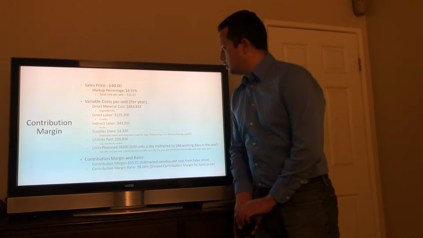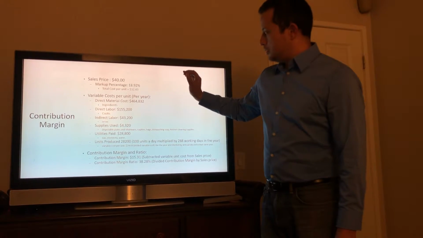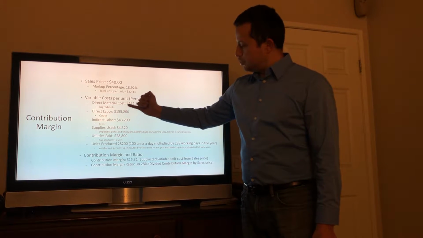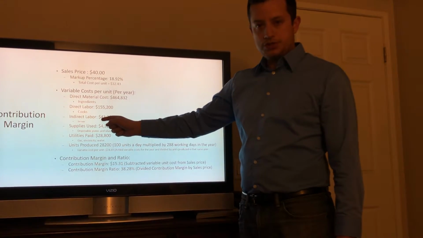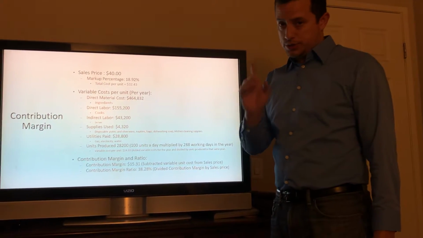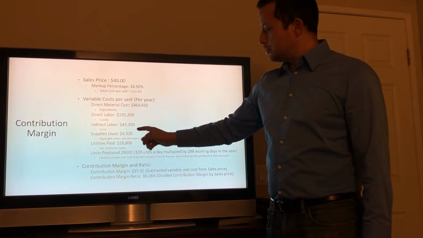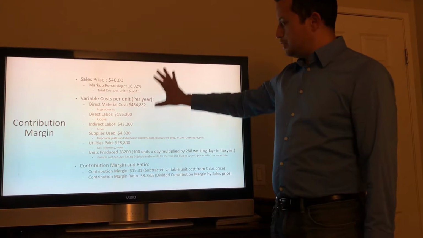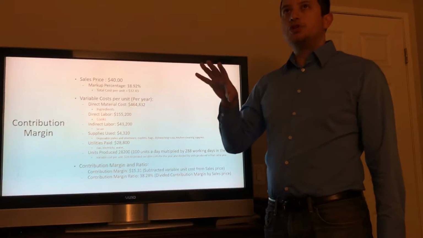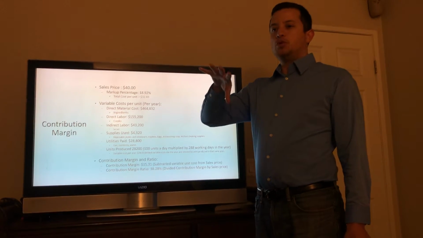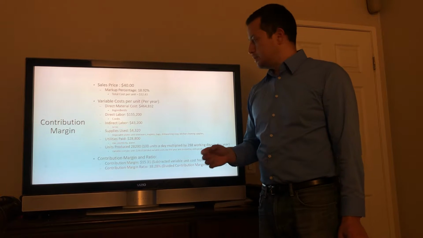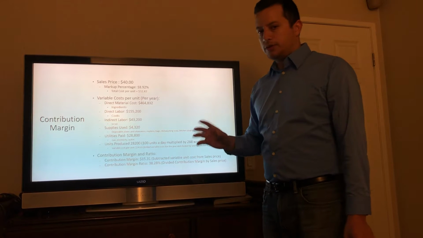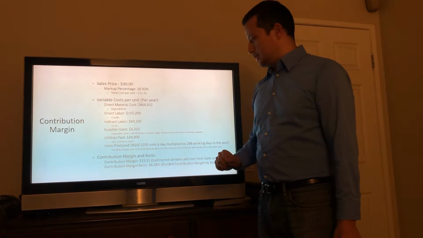Variable costs here are calculated by the ingredients, the direct labor, which is mainly the cooks, the indirect labor, which is the servers. In this case, because it's a small restaurant, just one server. The amount of supplies used, the utilities paid, and the amount of units produced. Now, all these numbers have been calculated of how much is used in a day, multiplied by 288 working days. And it comes out to a total variable cost of $24.69.